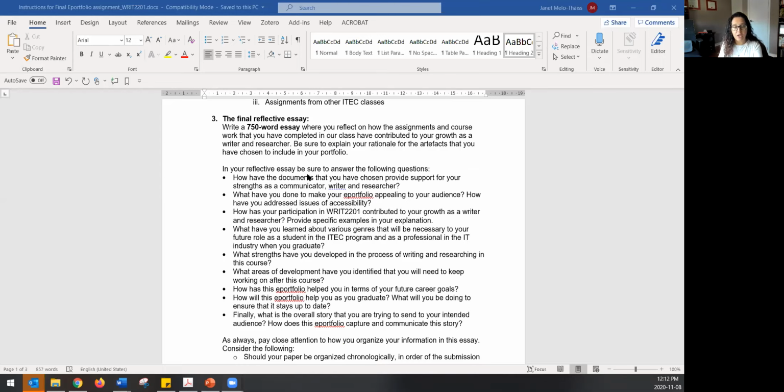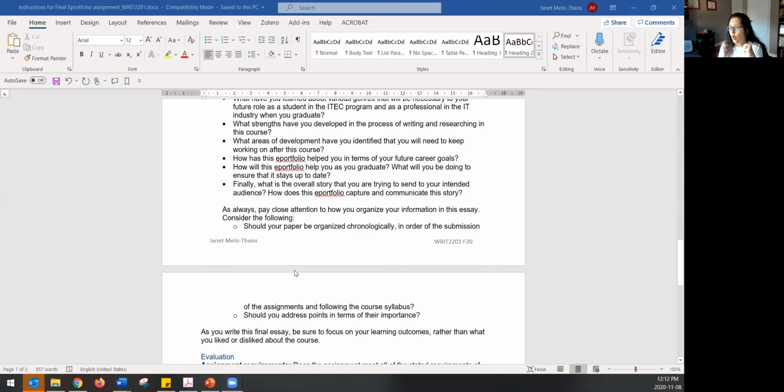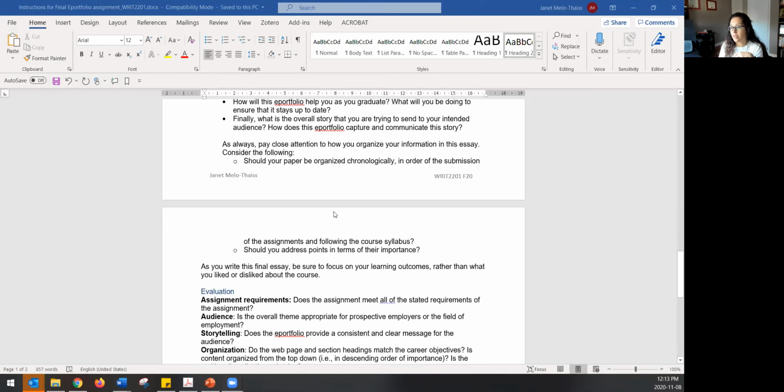This reflective essay should appear on your ePortfolio as well, but I'm also asking you to submit it in text form here. In your reflective essay, I've given you a whole bunch of guiding questions. These questions must be answered in your final reflective essay. And as always, you must pay attention to the structure, the grammar, the sentence structure, all of that in our writing class. These are key learning objectives and learning outcomes of our course.